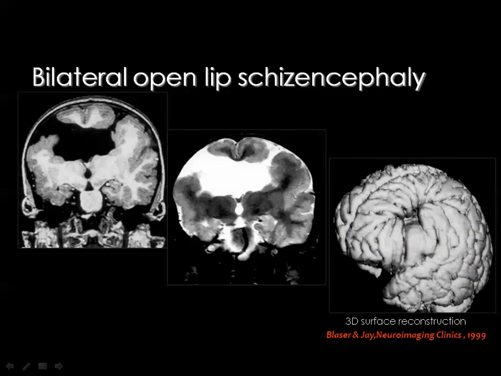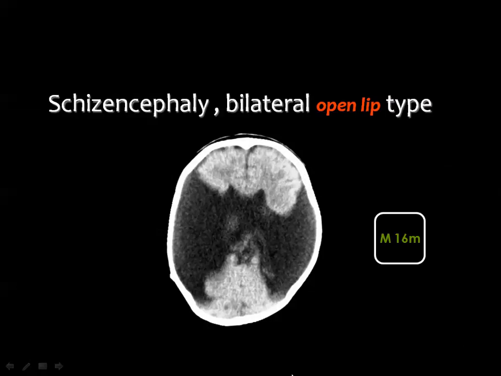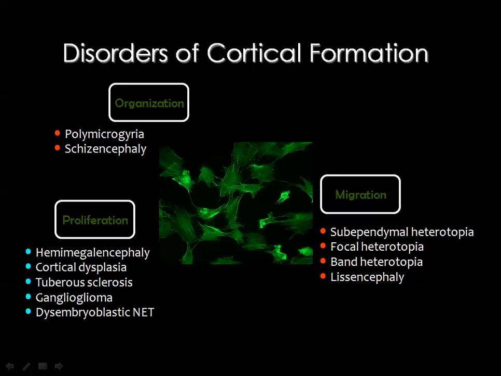Then this is a bilateral open lip schizencephaly, a small one on the left side and a wider one on the right side. But the most important issue here is you see the gray matter which is lining the cortical defect. And this is bilateral open lip schizencephaly with two big defects communicating with the ventricles.